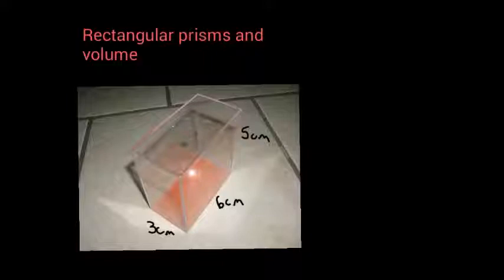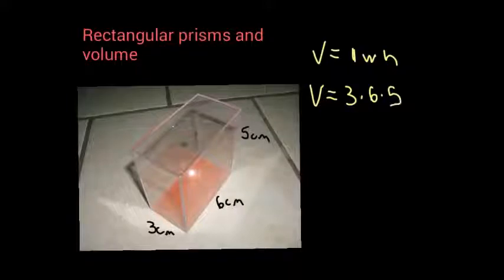Alright, let's talk about some rectangular prisms and volume. So volume of a rectangular prism is just length times width times height. So on this, we just take our numbers there, which are 3 for our length, 6 for our width, and 5 for our height. So volume is going to equal, I'm going to start with the 6 times 5.